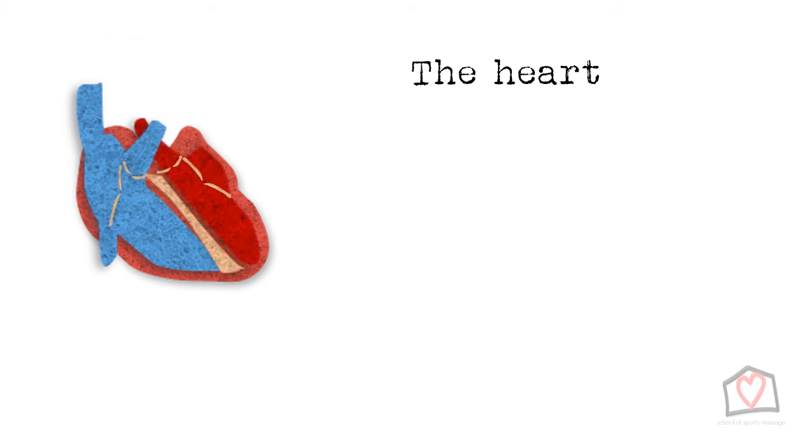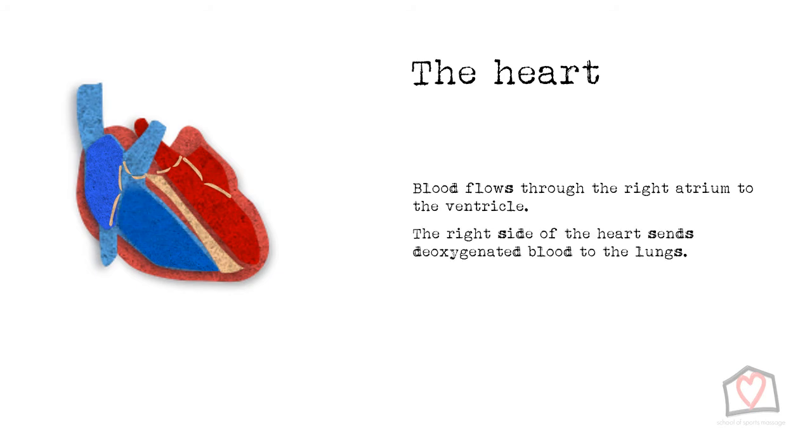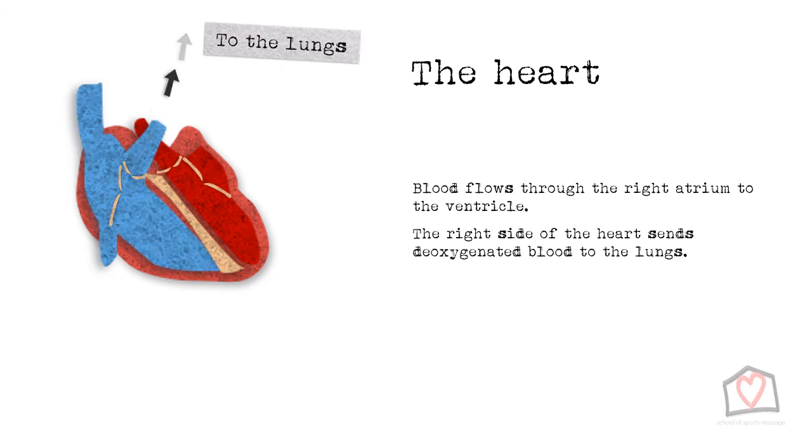The same process as in the left now happens in the right heart chambers, i.e. the blood flows through the atria to the ventricle before contraction occurs. However, from the right side of the heart, we are sending deoxygenated blood via the pulmonary artery to the lungs. This is the only artery that carries deoxygenated blood.